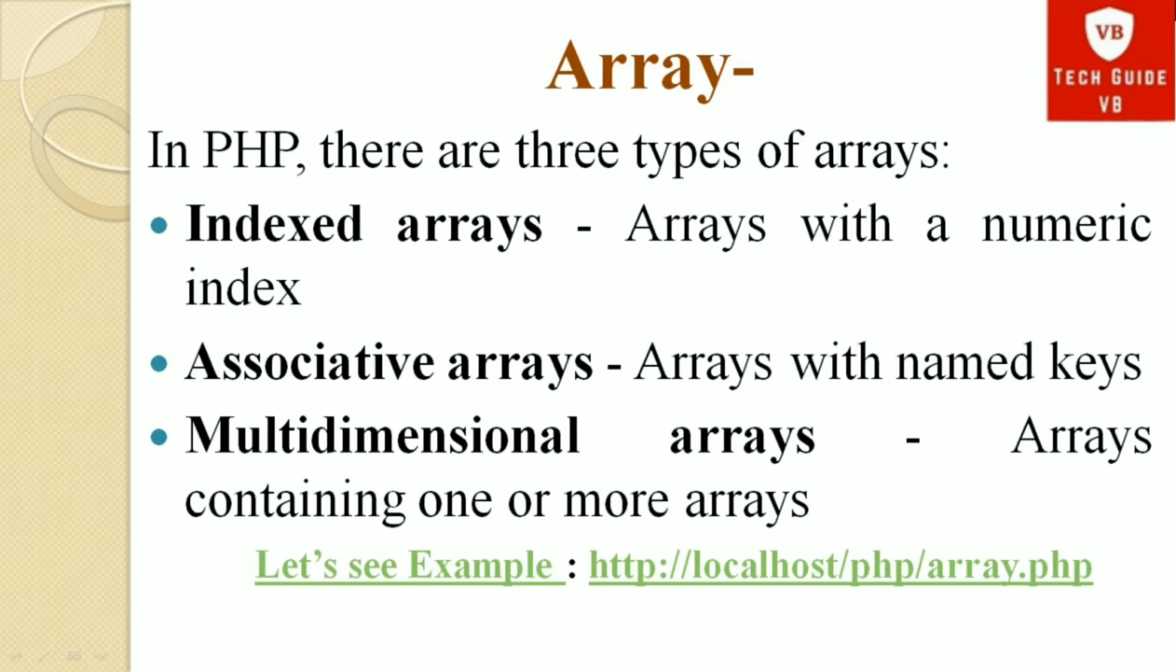Then a very important and distinguished type of array in PHP is associative arrays, where arrays have named keys. So key and value, these two things are combined together in these arrays, and each element is represented by its key and value. So if you want to search according to key, you can search according to key. If you want to search according to value, then you can do that also.